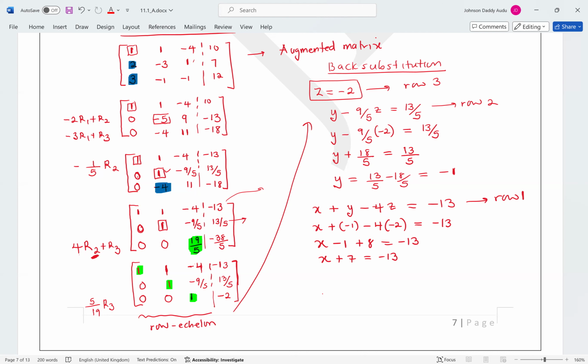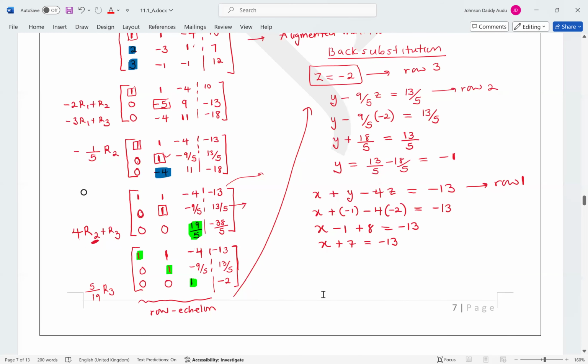Is it? Z is minus 2, y is minus 1. And here we have what? Here. Okay. So we have to check something.